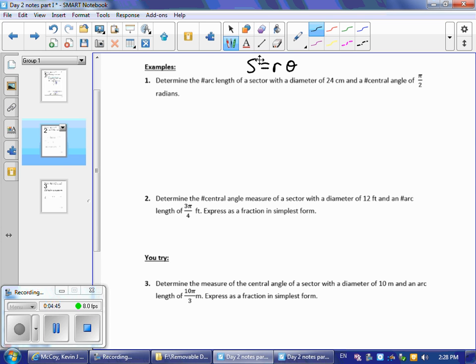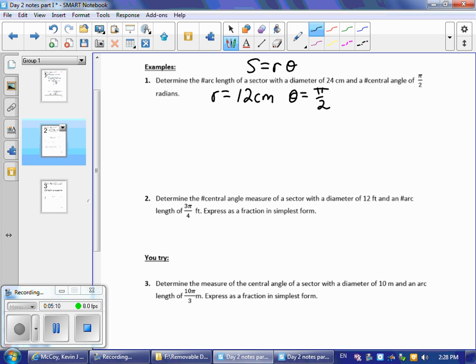Well, they gave us the angle of pi halves. What they didn't give us was the radius, but they gave us the diameter. Of course, the diameter is twice the radius, so the radius is going to be 1/2 of the diameter. So our radius is 12 centimeters. And they told us that theta, our central angle, is pi halves radians.